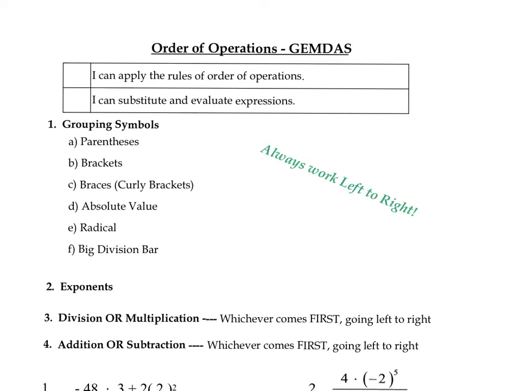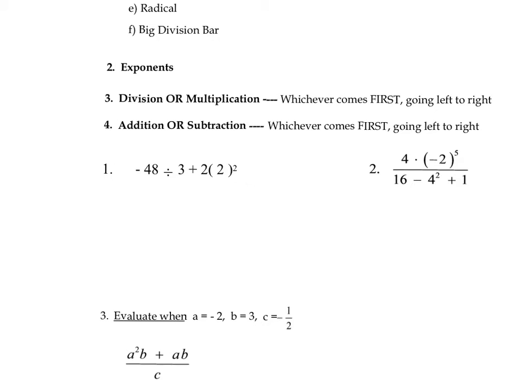Multiplication and division we always do from left to right, and addition and subtraction also from left to right. Many students think that you have to multiply first before you do division. No, that is not correct. It's always from left to right. Okay? So let's take a look at some problems.